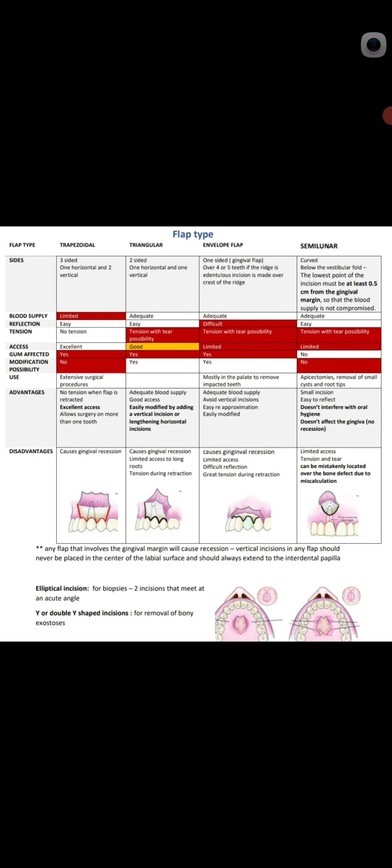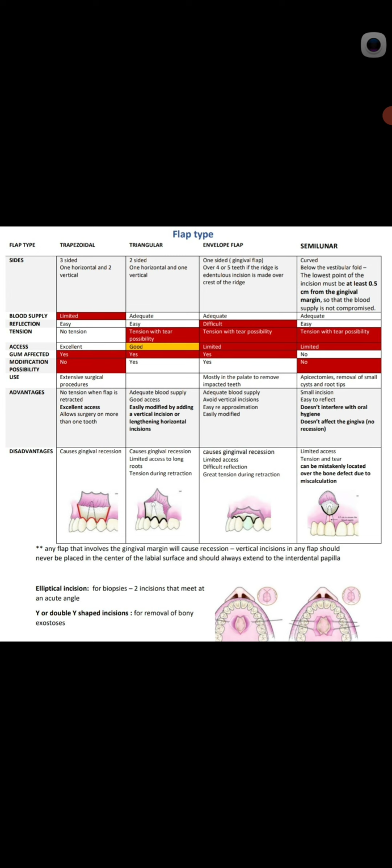Now first, sides. The trapezoidal is a three-sided flap. One horizontal incision in the sulcular region, in the gingival crevice region, and two vertical. Meaning trapezoidal is three-sided. Second is the triangular. Triangular is two-sided. One horizontal incision in the sulcular region, in the gingival crevice, and one vertical incision.